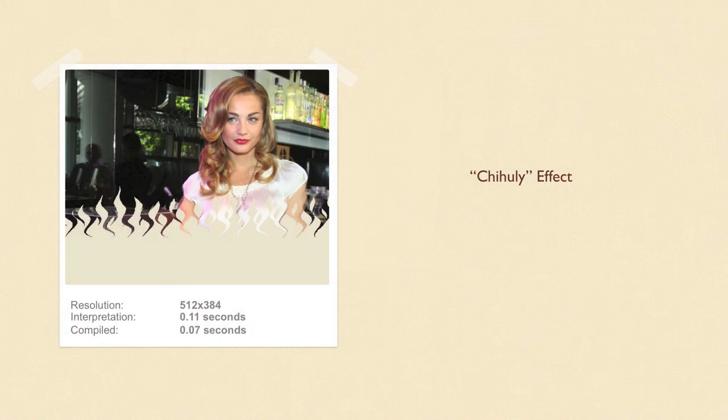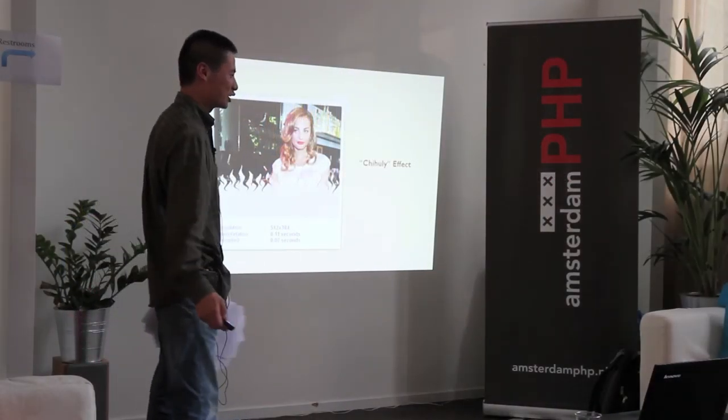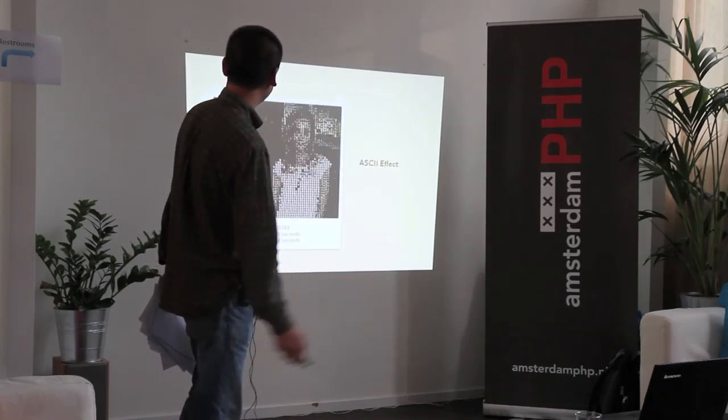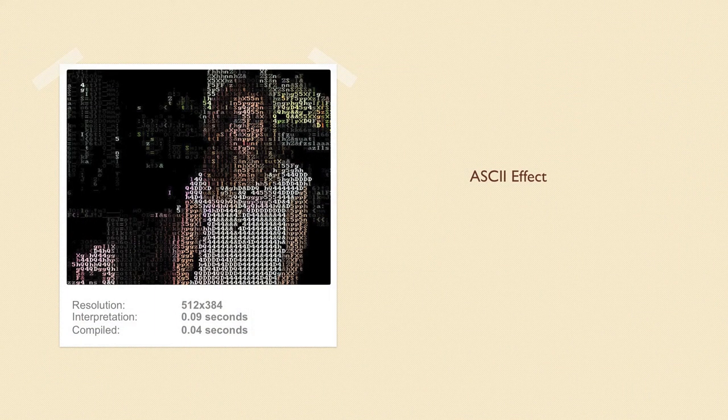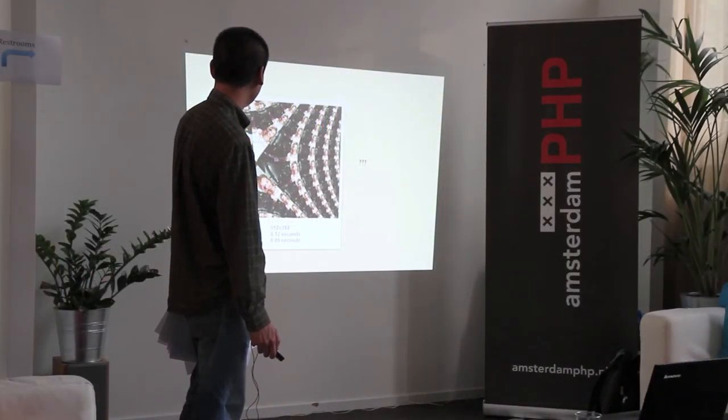And it's a Chikuli effect. Don't really know what it means, or what it does. That's like this little wiggly thing. The ASCII effect. And I don't know what the heck this is, but it looks kind of nice. Has something to do with complex numbers. It looks like something from the 70s. Yeah.